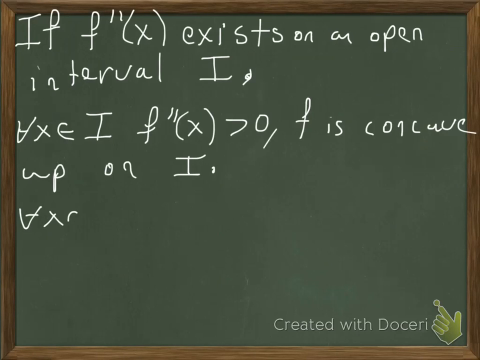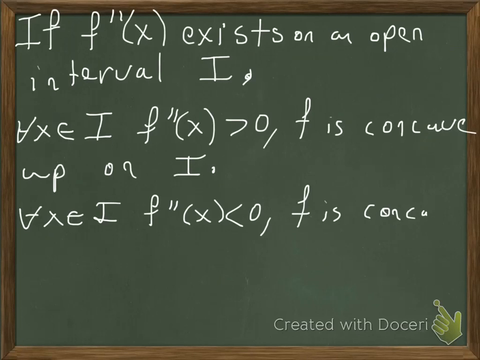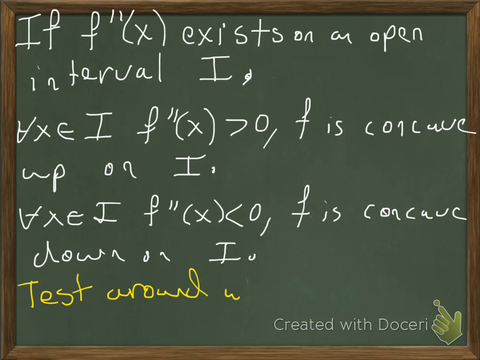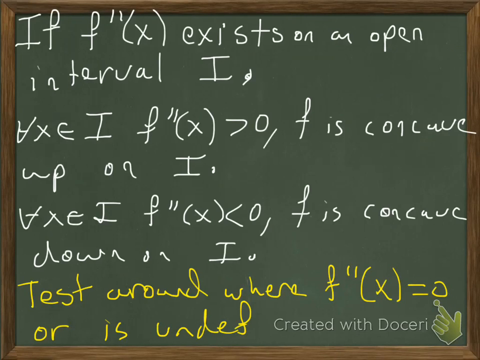Okay. If for all x in the interval the second derivative is negative, that means the first derivative is decreasing, and if it was decreasing, then we have concave down. On that interval I. Okay. So what we're going to test for concavity is we're going to look around where the second derivative is 0, and then we will also explore where the function might be undefined, because there might be asymptotes, and asymptotes may be of interest. There may be some changes in concavity there.